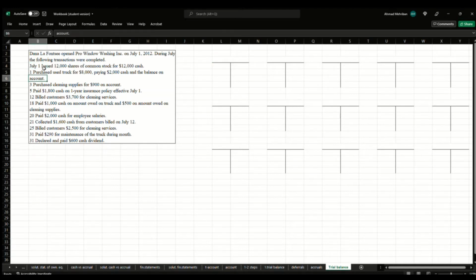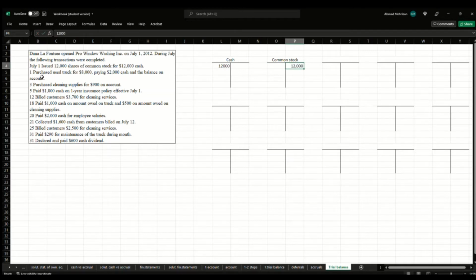So on July 1, the company issued 12,000 shares of common stock for 12,000 cash. Let's look at it. What happens is that we get an increase in cash, 12,000, and at the same time our common stock also increases through credit, 12,000.